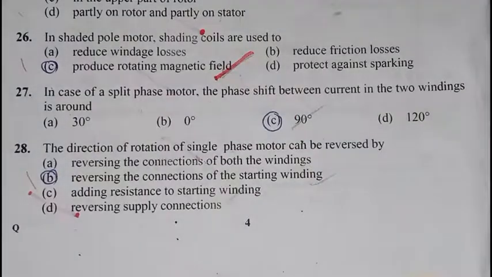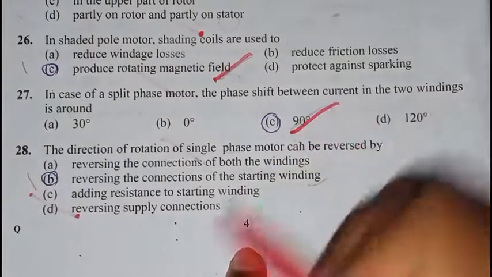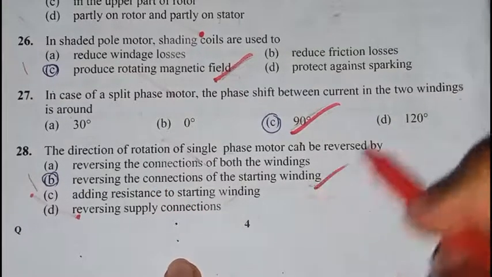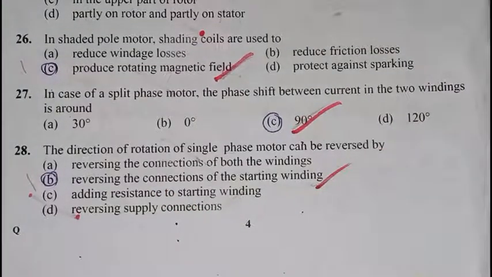Option C. Question number 27. In case of a split phase motor, the phase shift between current in the two windings is around. Answer option C, 90°. Question number 28. The direction of rotation of single phase motor can be reversed by. Answer option B. Reversing the connections of the starting winding.